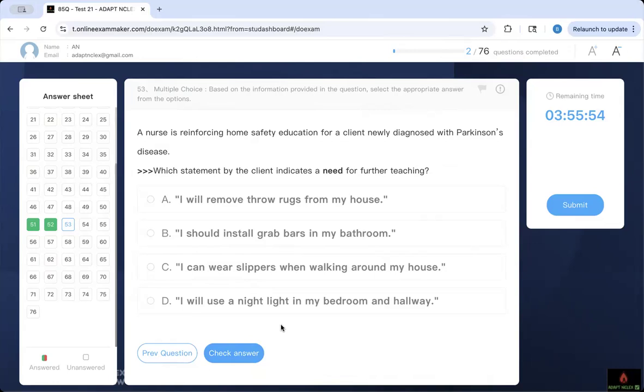And this is reinforcing home safety education for a client diagnosed with Parkinson's disease. What is their problem?